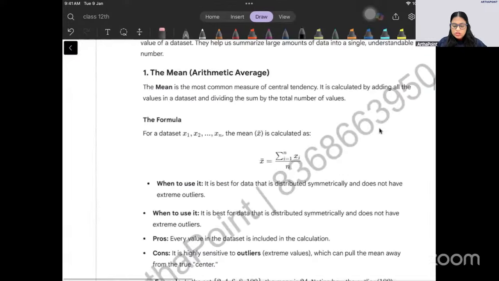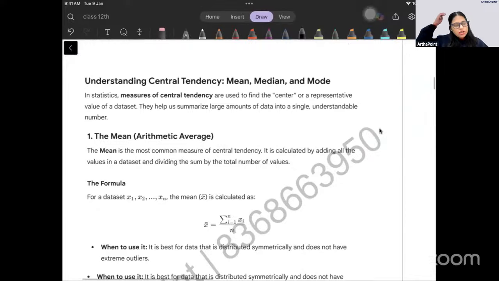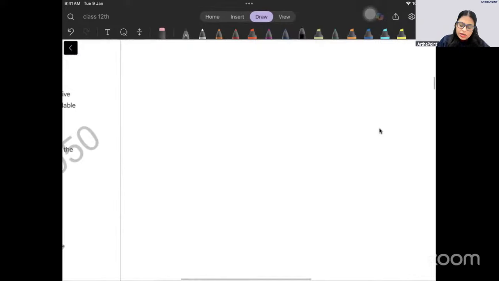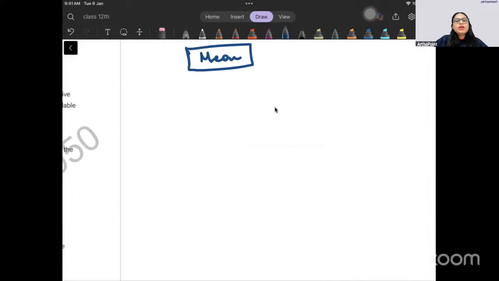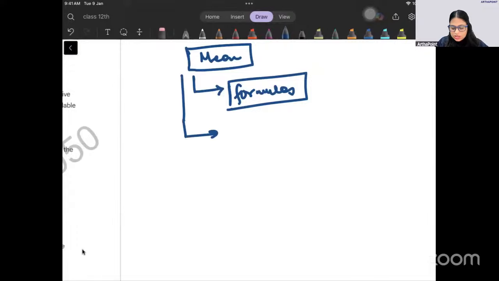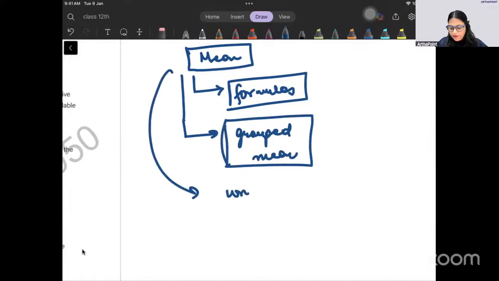Okay, now let's talk about the different measures, in which we will first talk about mean. When I talk about mean, there are going to be different kinds of questions that can come. First, we need to understand the basic formulas of mean. Then we need to understand what grouped mean is. Then we need to understand mean when a wrong value is given.